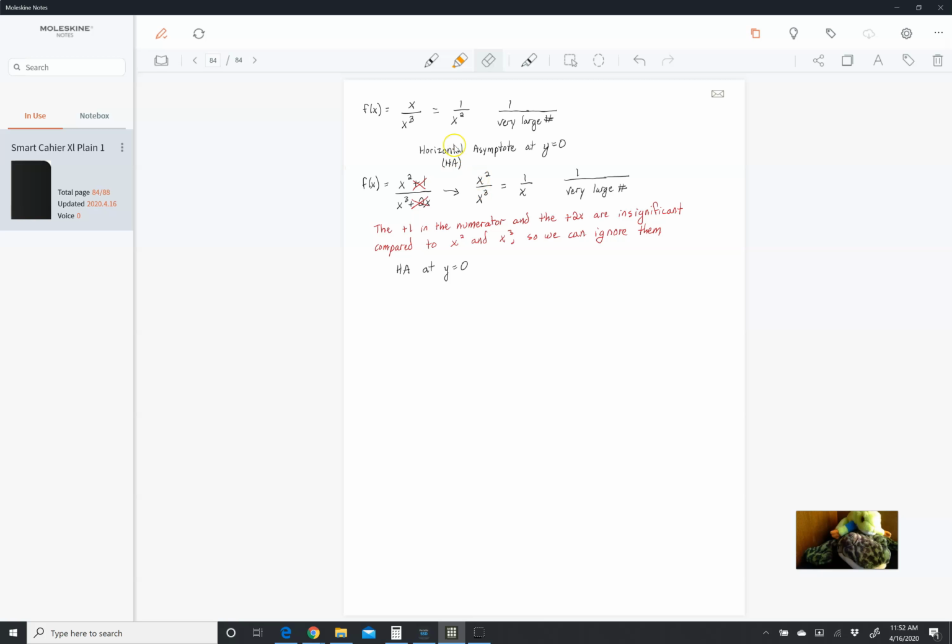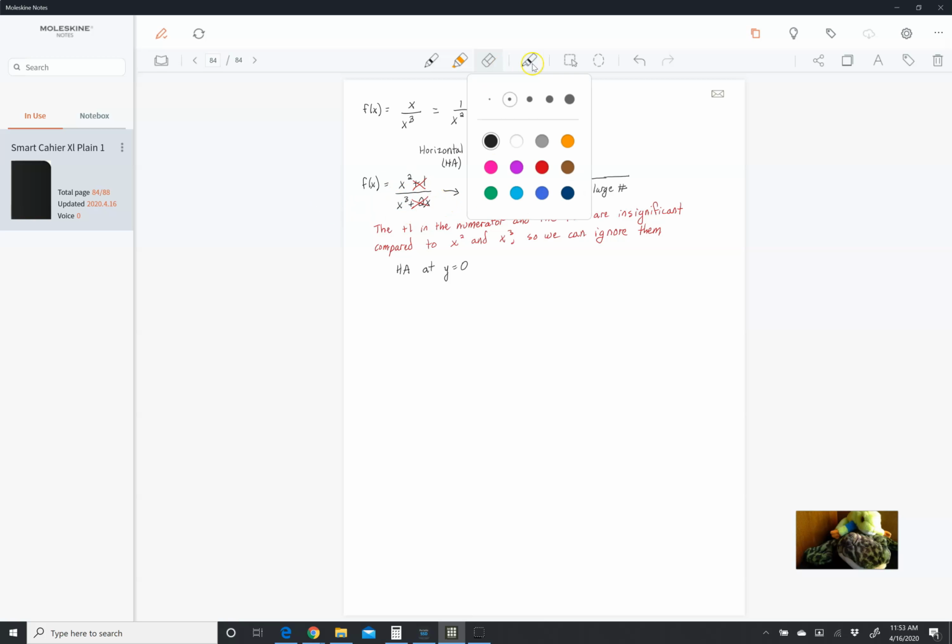Which means that we're kind of coming to a conclusion. We're saying if the denominator grows faster than the numerator, okay, then the horizontal asymptote is at y equals 0, because we wind up just simplifying to 1 over a very large number. Okay, how do we know if the denominator is growing faster than the numerator? We can look at the degree here. So the degree of the denominator is 3. The degree of the numerator is 2. The degree of the denominator is greater than the degree of the numerator. So the denominator is growing faster, okay?